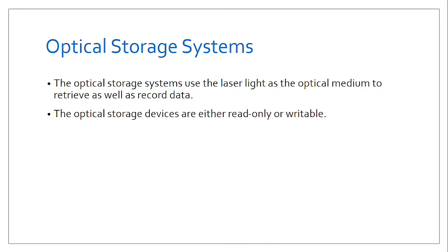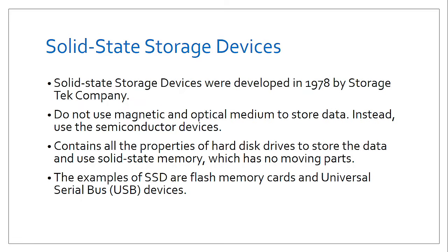And then we have the optical storage systems. This represents the storage systems that use laser light as the optical medium to retrieve as well as record data. We talk about compact discs, the CDs, digital versatile discs, the DVDs, and Blu-ray discs, right? They can either be written on, or you can only read from those particular optical discs.